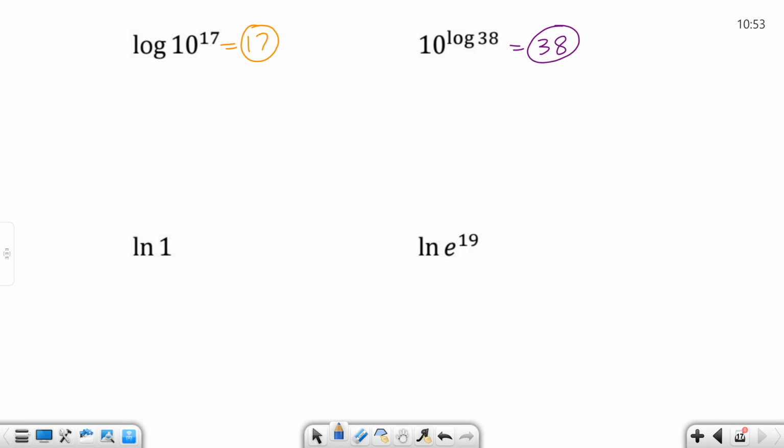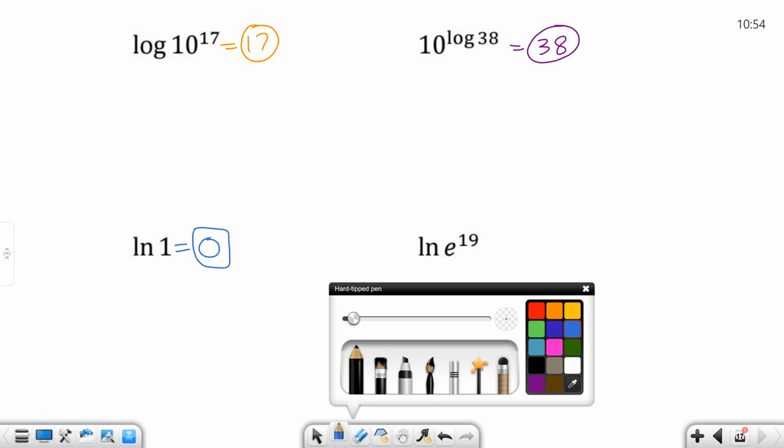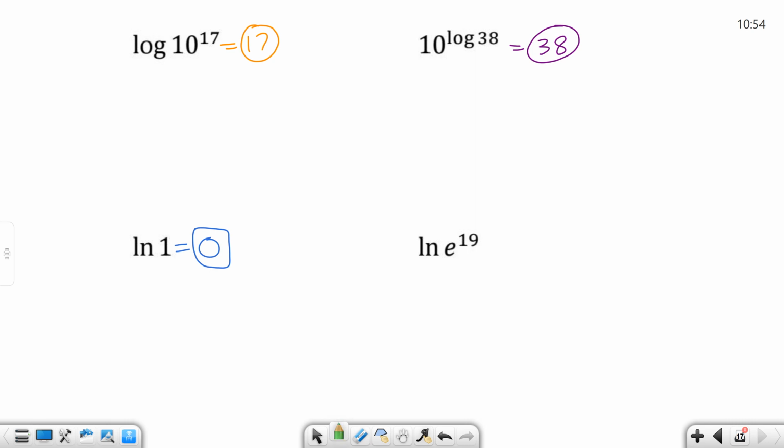All right. ln of 1. What is the ln of 1? Well, the log of 1 is always what? 0. Doesn't matter what the base is. Doesn't matter if it's ln, log base 6, log base 7, log base 11, log base 212. If it's of 1, the answer is 0. Log of 1 is always 0. ln of e to the 19. Remember, this is understood e. It's log base e. So if those match, then my answer is simply the power. In this case, it is 19.